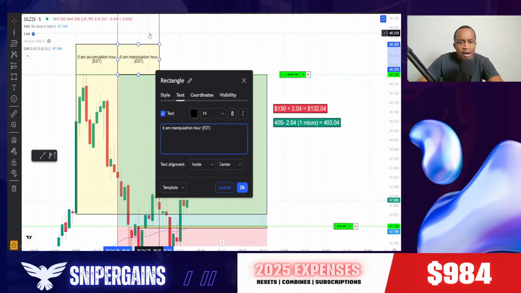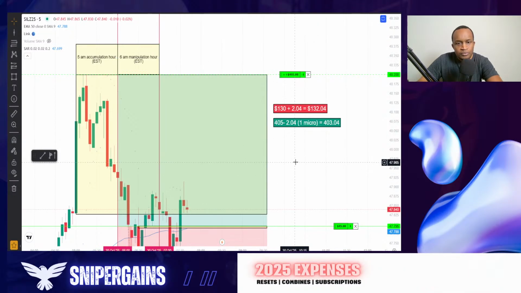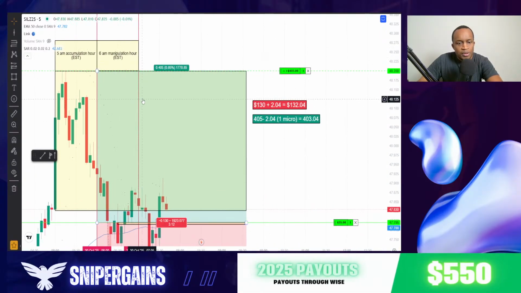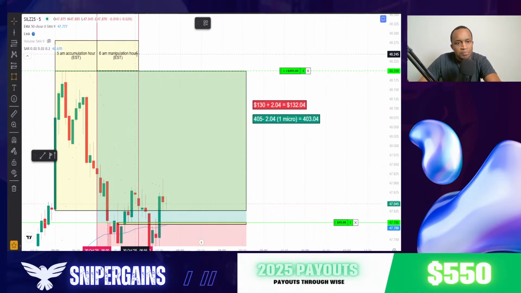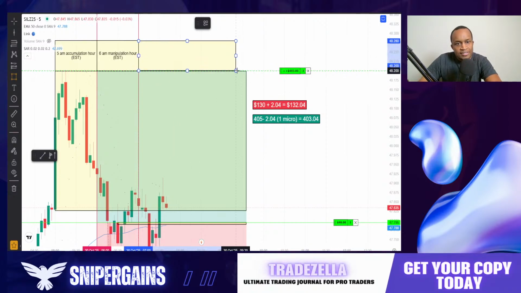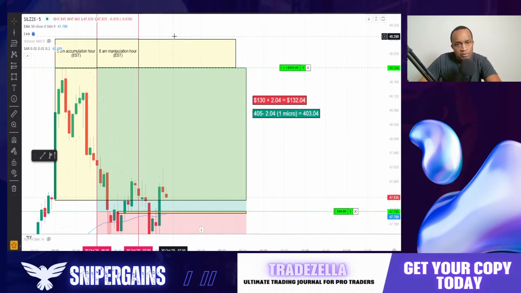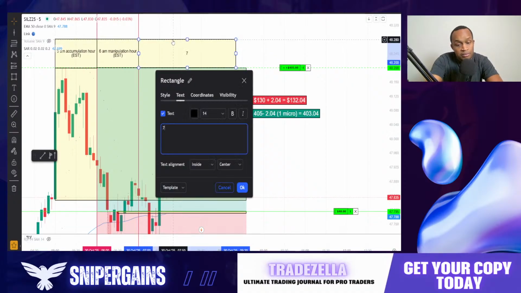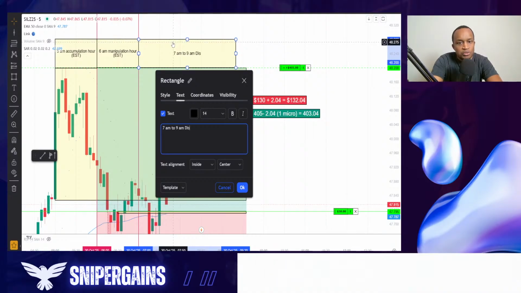Now the distribution hour can vary. So from here, it would be from 7 to whatever, how long it takes to get here. So I don't know how long this trade will take. It might take maybe 2 or 3 hours. I'm not sure. It depends on the price action. So I'm just going to put it in like this and say 7 a.m. to around 9 a.m. EST, and that would be distribution hour.